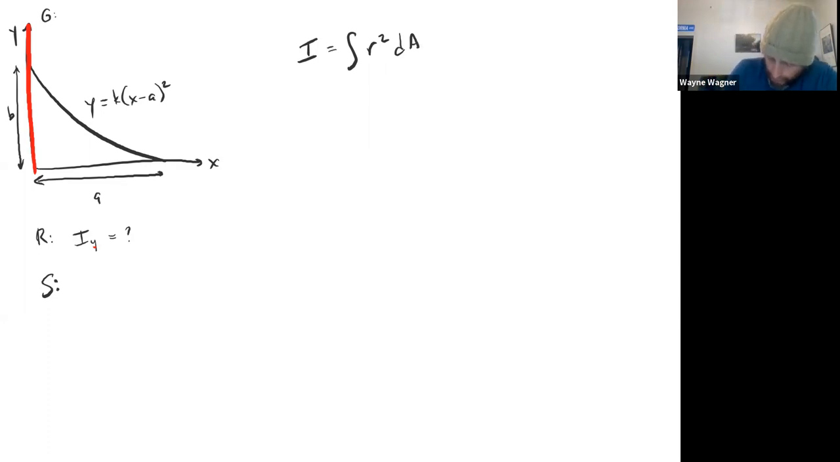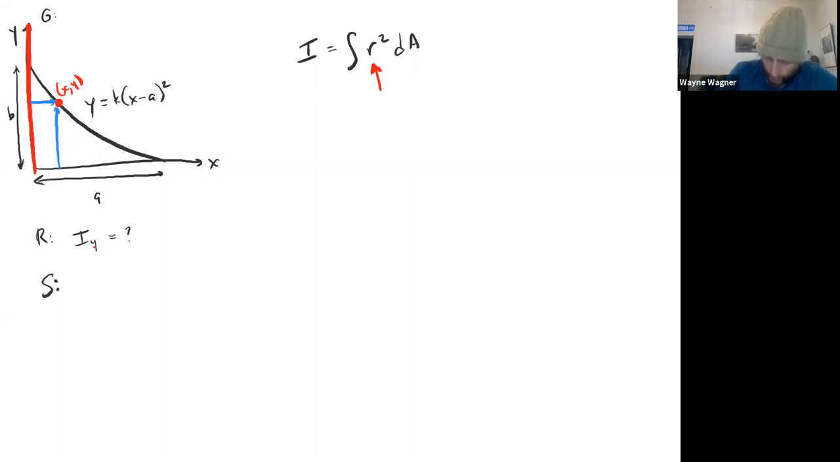So basically this r right here is the distance between your block and the axis. In this case, just like when we were doing the other one, I want you to remember that the location here is x comma y. That means this distance right here is x, and this distance right here is y.